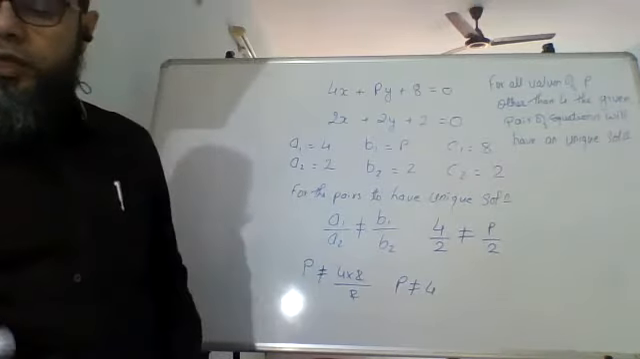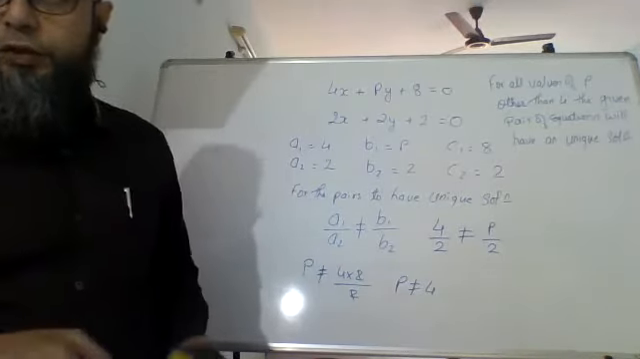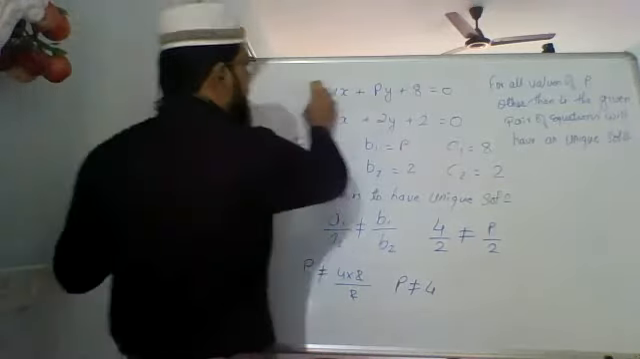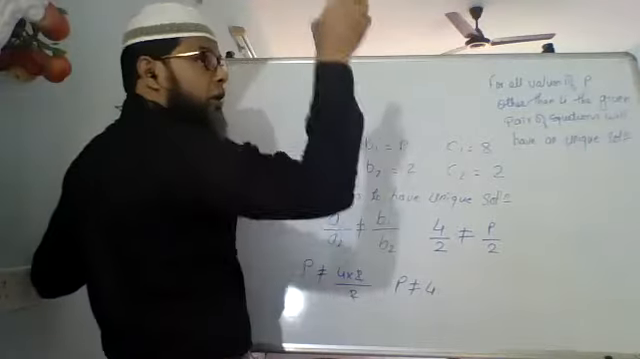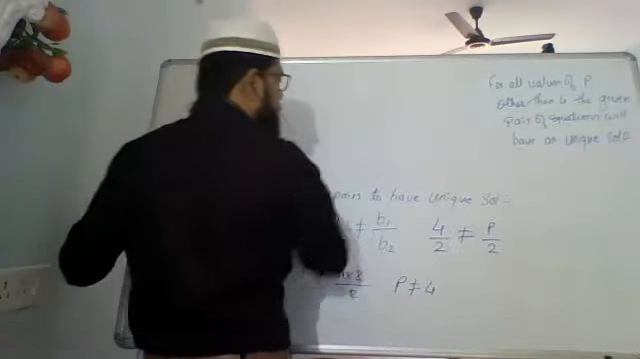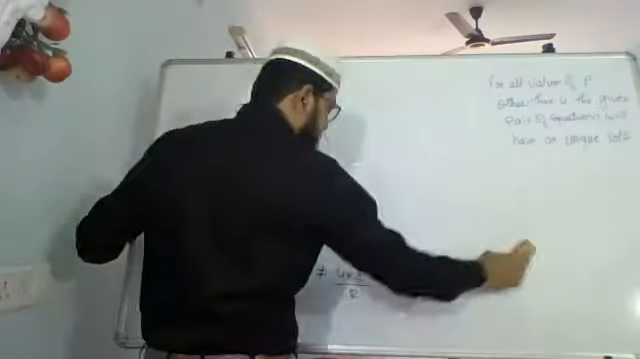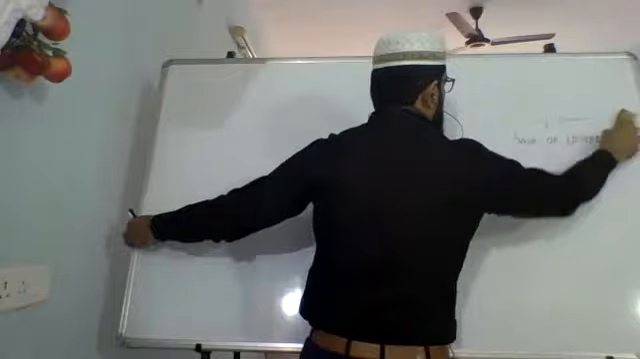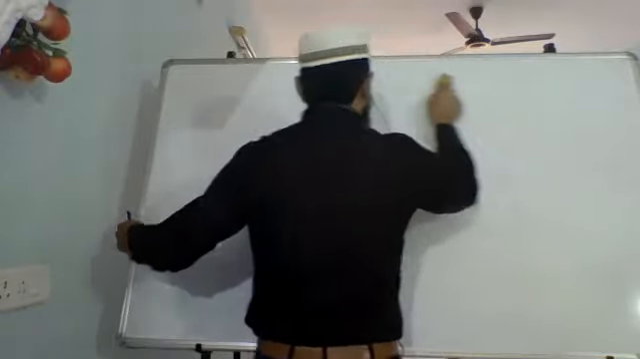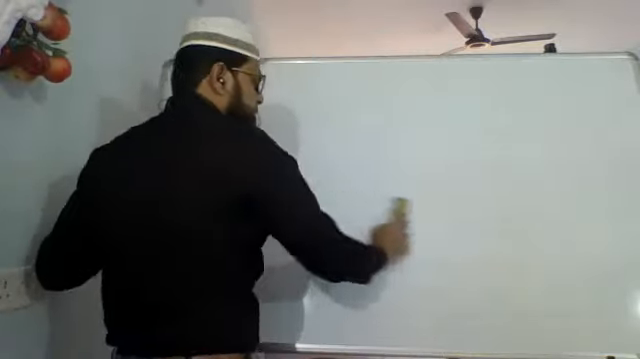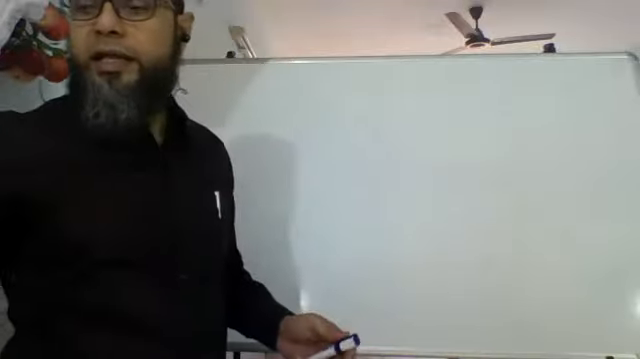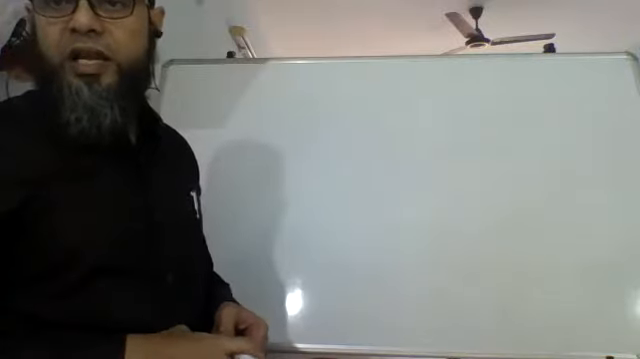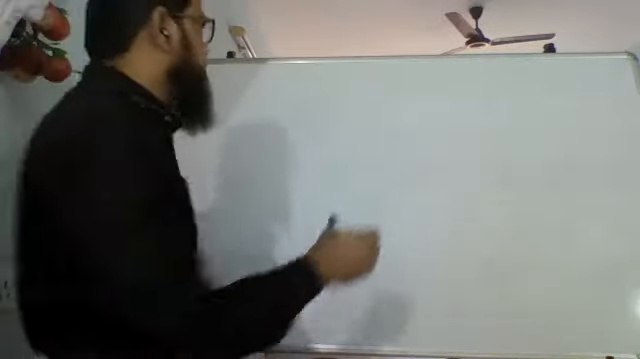Okay. So next we are going to look at equations reducible to a pair of linear equations in two variables. That means at first glance, they are not linear equations, but we will convert them to linear equations.